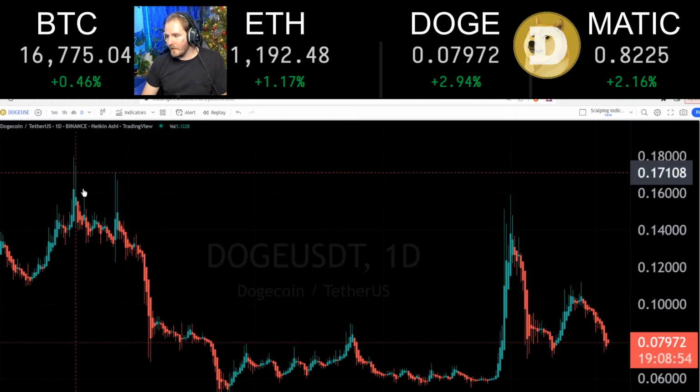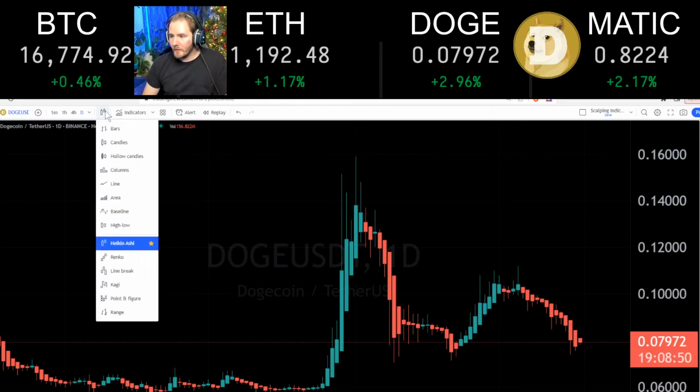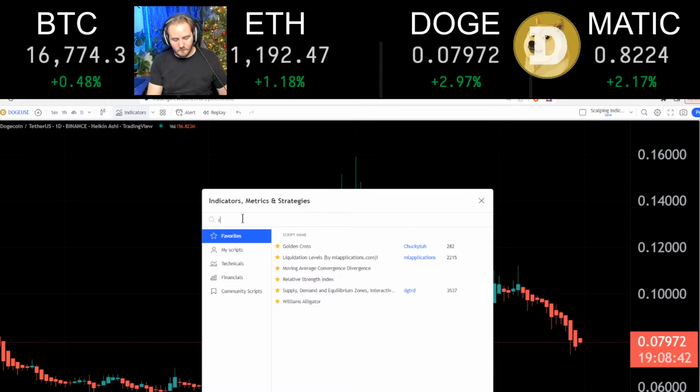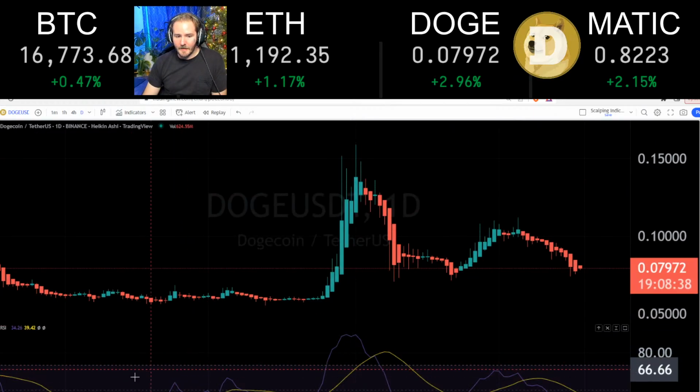Notice I have only the Heikin-Ashi candles up here. So first, for my candle pattern, I like Heikin-Ashi. And then for the indicators, I'll go up here, RSI. I'll add it to my chart. It's going to be down here.